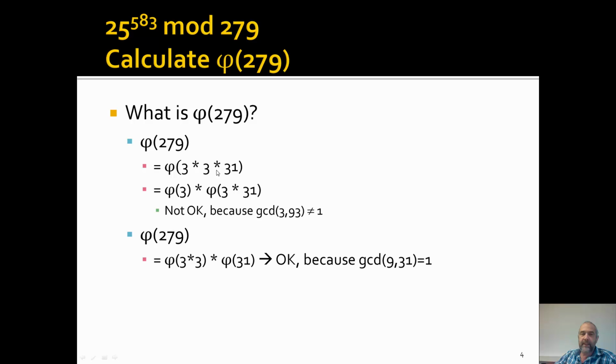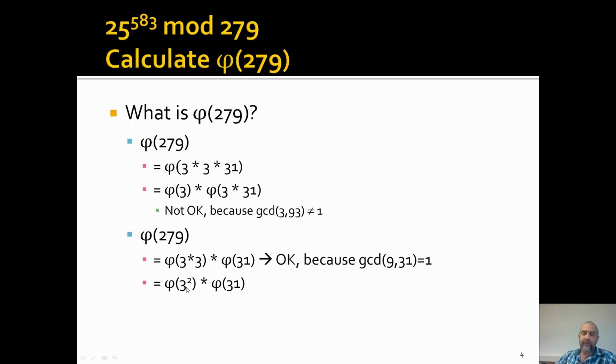We can also take these two numbers together to be A, and we can choose this as B. So then we have phi 9 and phi 31. Is that okay? Yes, it is, because 9 and 31 have a greatest common divisor of 1. So the phi of 279 is phi 9 times phi 31.